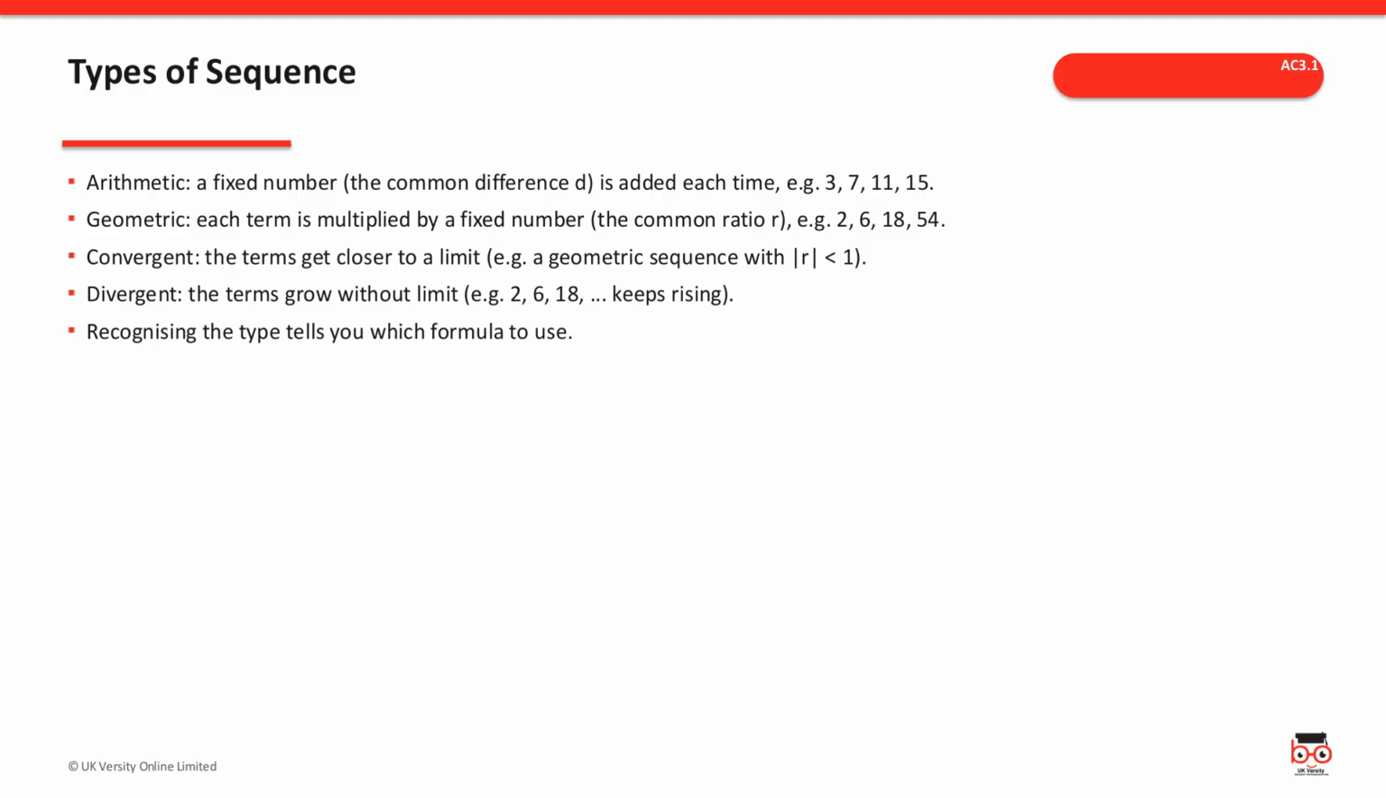Let's name the main families you'll deal with. An arithmetic sequence adds a fixed common difference d each time, like 3, 7, 11, 15. A geometric one multiplies by a fixed common ratio r, like 2, 6, 18, 54. Some sequences are convergent, meaning the terms close in on a limit, which happens in a geometric sequence when the size of r is less than 1, while others are divergent, growing without any bound. Knowing the type is what tells you which formula applies.